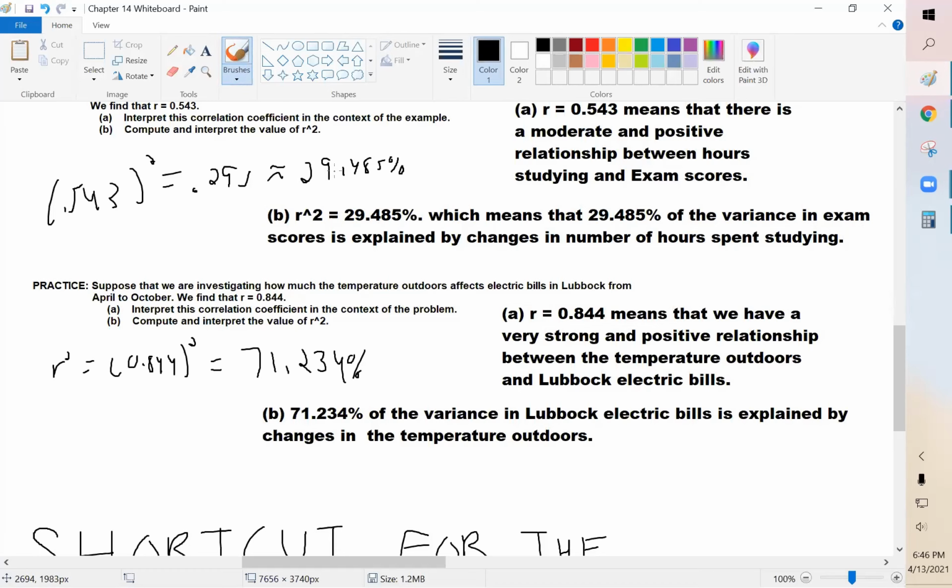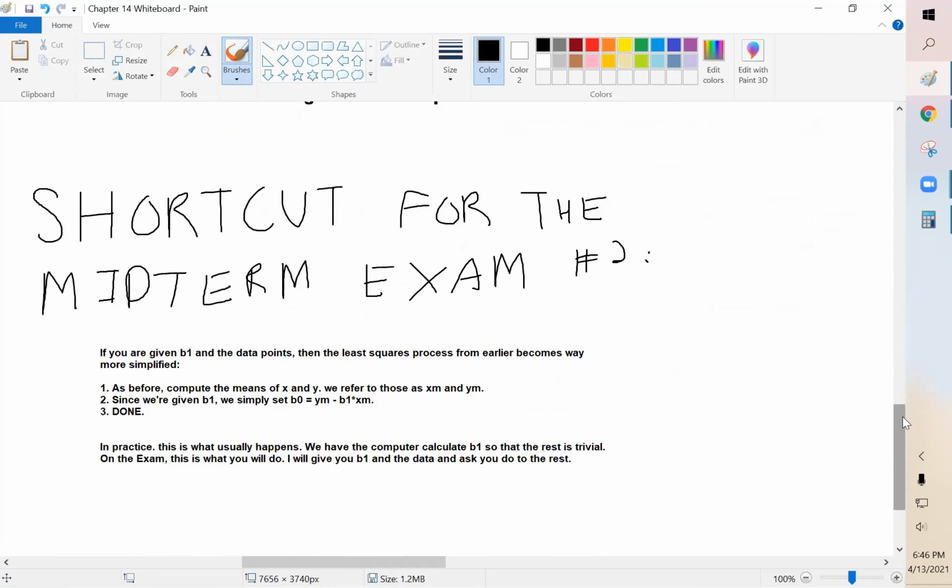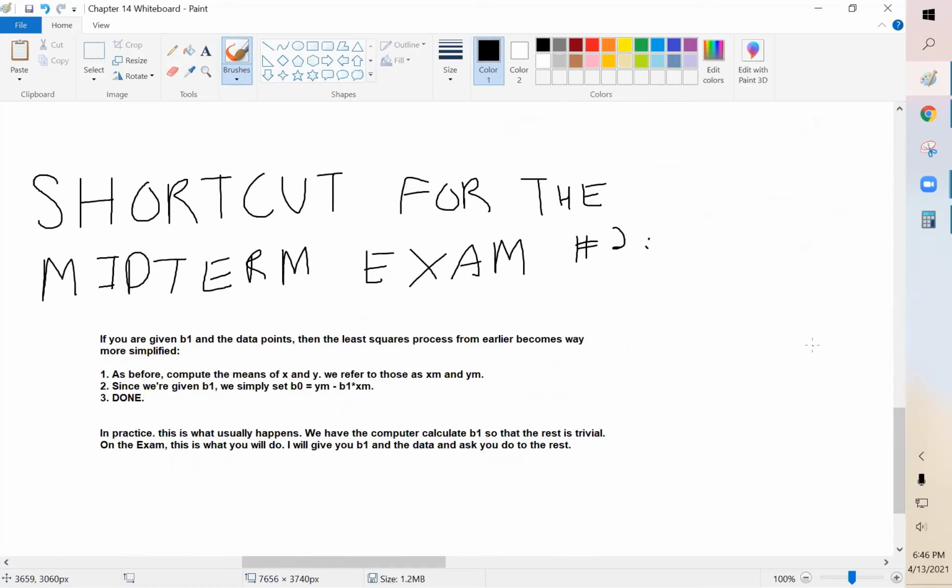That said, time for the shortcut. This you're going to want to write down. For midterm exam number 2, you will be doing regression. I will save you a lot of the computations. I will give you B1. You don't need to put any of this into Desmos. I wouldn't recommend it, because you'll be writing down what's already in Desmos. You might as well put it into a normal calculator and save yourself some time.